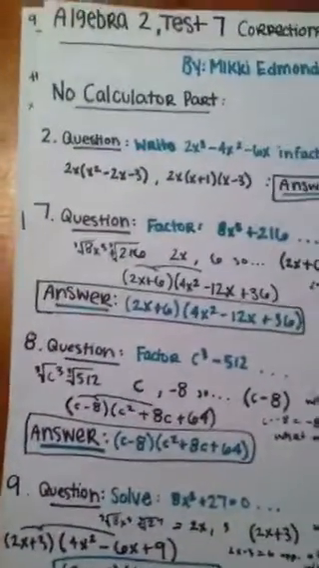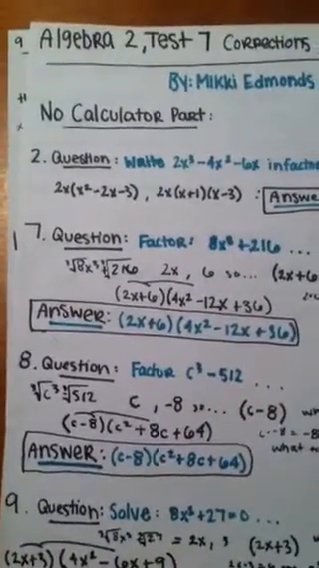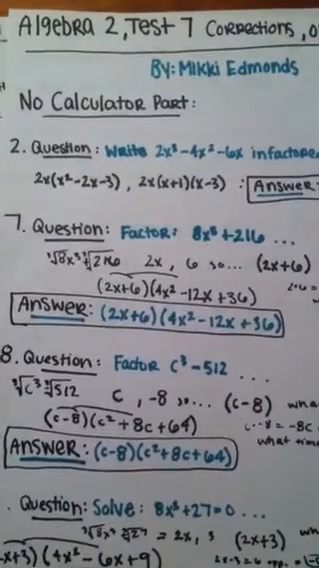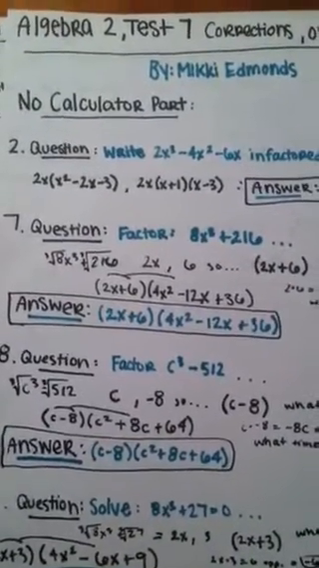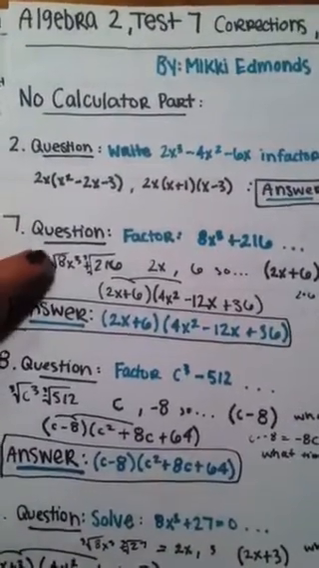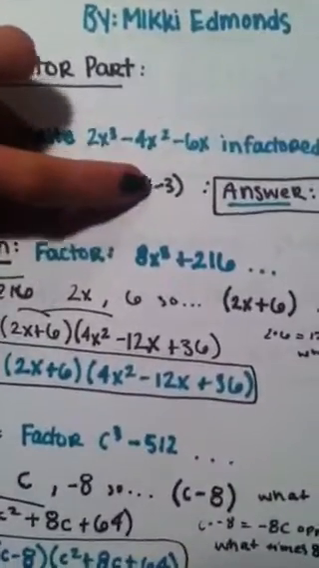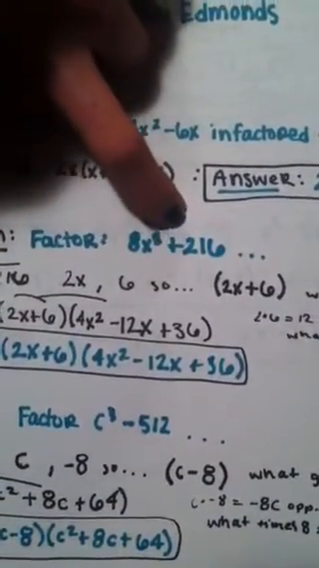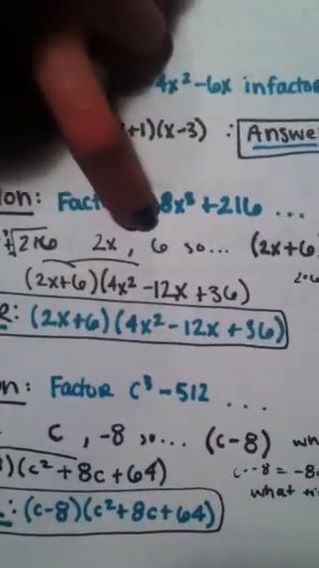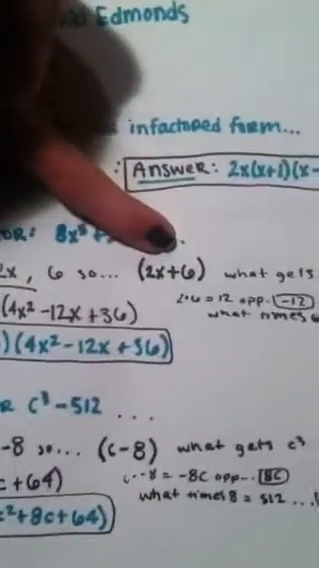The next question I got wrong is number 7. And I just kind of didn't remember how to do this kind of factoring. And so, first of all, you have 8x cubed plus 216. And so we want to take the cubed root of both of these, and that is 2x and 6. So your first parentheses is 2x plus 6.